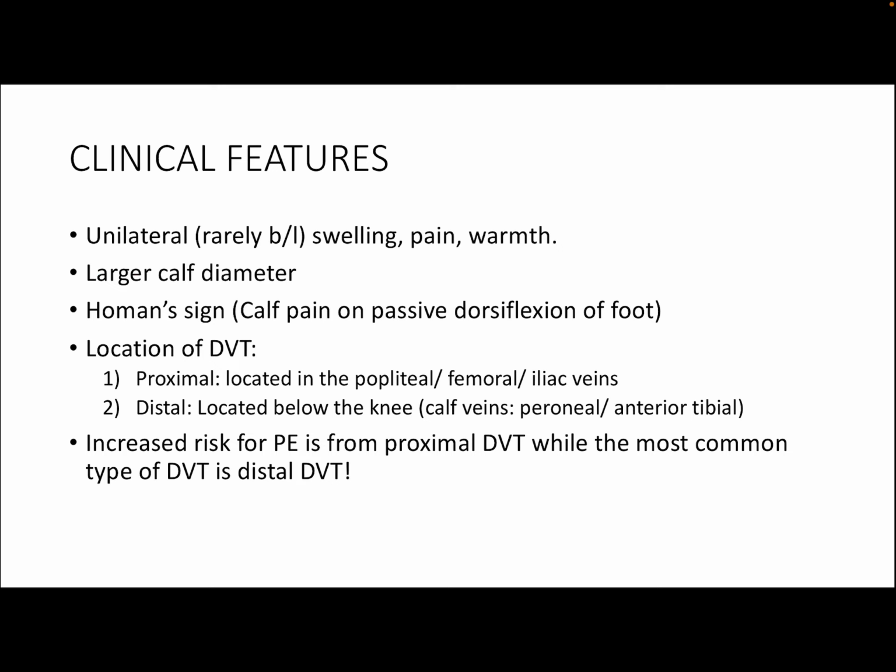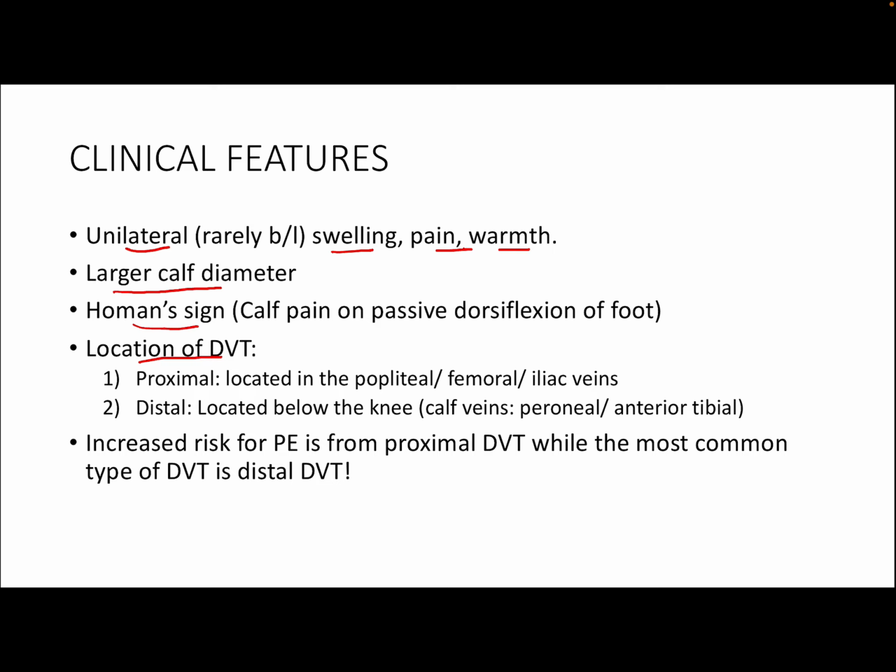Clinical features of a patient presenting with DVT would be unilateral, mostly it's unilateral, rarely bilateral, limb swelling, pain and warmth. The calf diameter will be larger than the opposite side. Homan sign may be positive. Homan sign is basically a calf pain on passive dorsiflexion of the foot, but this is not a very reliable clinical feature.